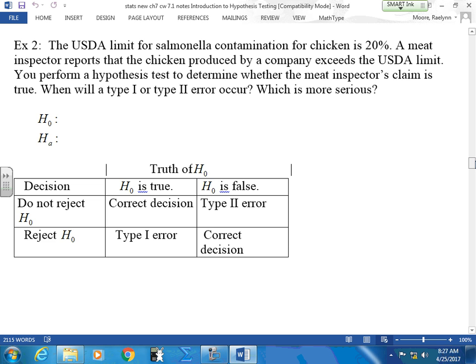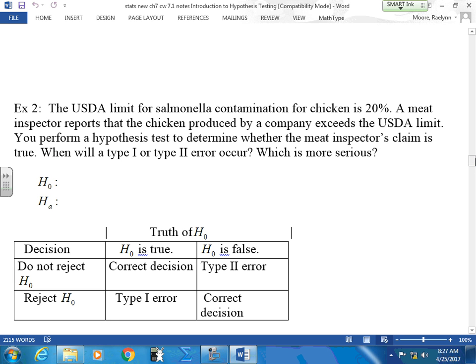This one's a good one too. I like this one, and I'll go back to the other one. The USDA limit for salmonella contamination for chickens is 20%. That's pretty high. A meat inspector reports that chicken produced by a company exceeds the USDA limit. In other words, they're higher than the allowable 20%. What does that mean?